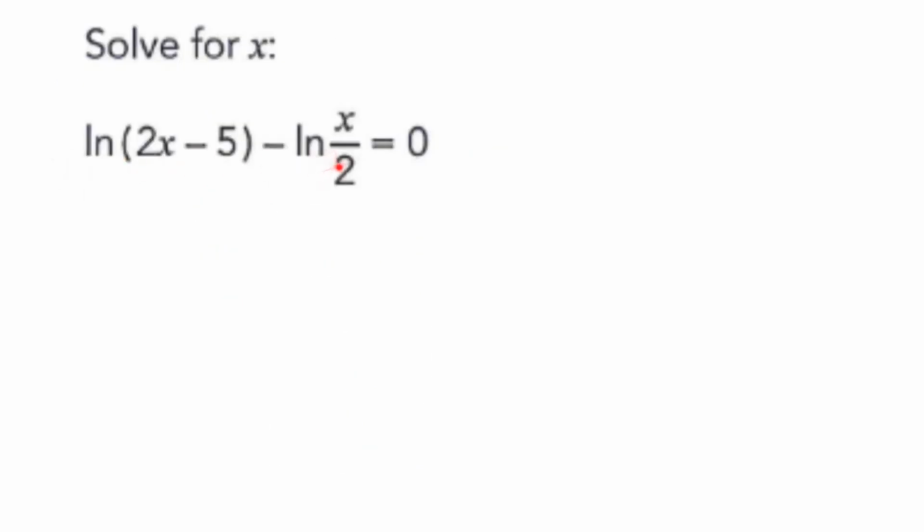Now in this question we have ln (2x minus 5) minus ln (x over 2). Remember the rule, ln a minus ln b is equal to ln (a over b). So that's the rule we are going to use here. (2x minus 5) over (x over 2) is equal to 0.